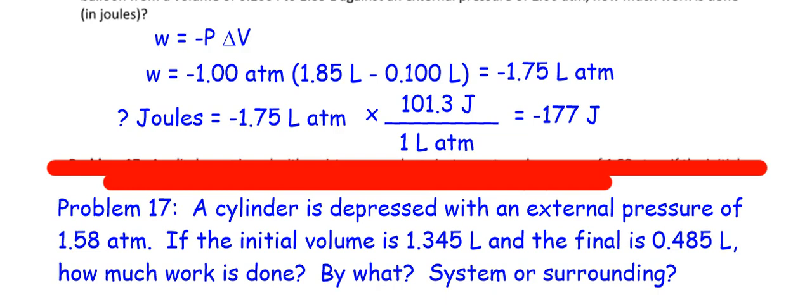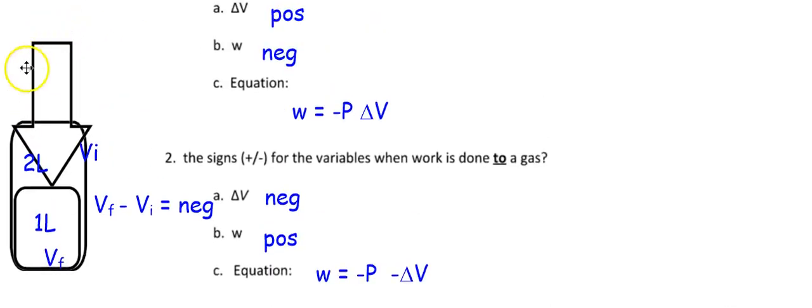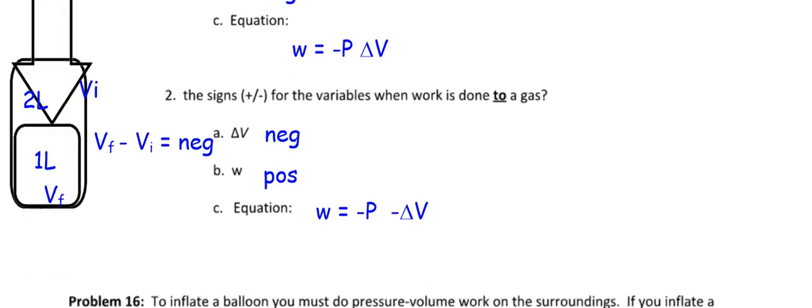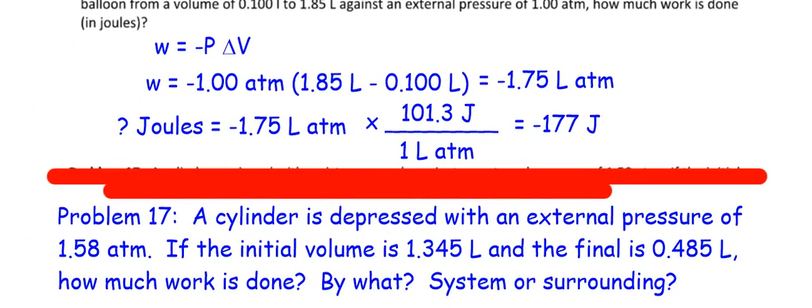It says a cylinder is compressed with an external pressure of 1.58 atm. So that would be like an arrow coming down. So that's one of these situations where you are compressing it, you're shrinking that volume. If the initial volume is 1.345 liters and the final is 0.485 liters, how much work is done by what, the system or the surroundings? So why don't you take a moment out and work on this and see how you do.